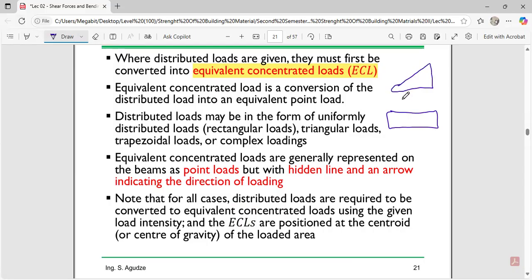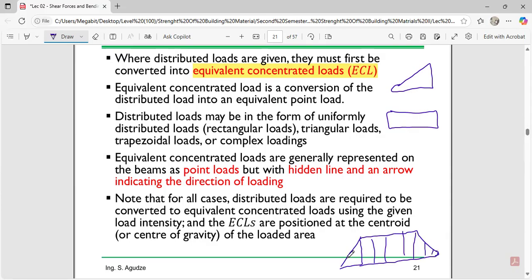Okay, so no matter the figure that is being given to you, assuming you're going to meet a trapezoidal loaded beam, you always have to split it into sections. And how many sections have we discussed? We only discussed rectangular and triangular.